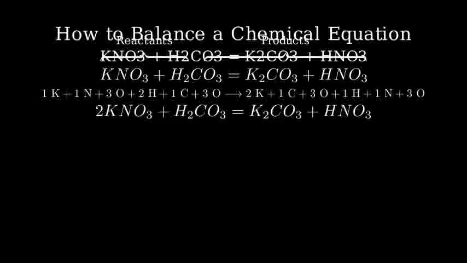Now, let's look at nitrogen. We have two nitrogen atoms on the left side because of the added coefficient, and two on the right from the two nitric acid molecules in the products. Oxygen is balanced too, with 6 on each side. So we are good here.